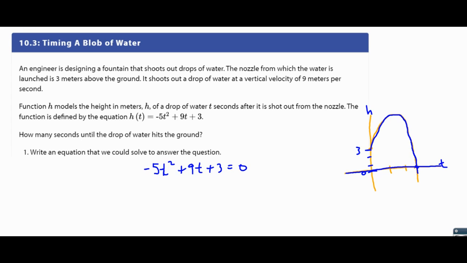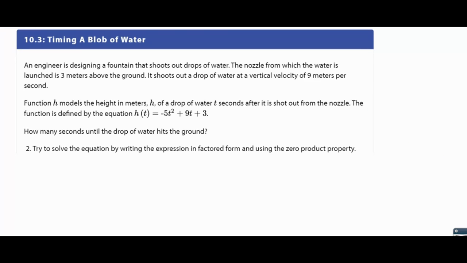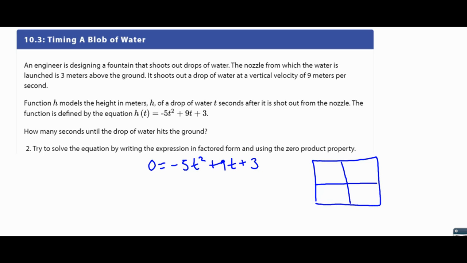Great. Number 2 says, try to solve the equation by writing the expression in factored form and using the zero product property. So we need to try to factor negative 5t squared plus 9t plus 3. So let's see. We are going to try to solve this equation by writing it in factored form.